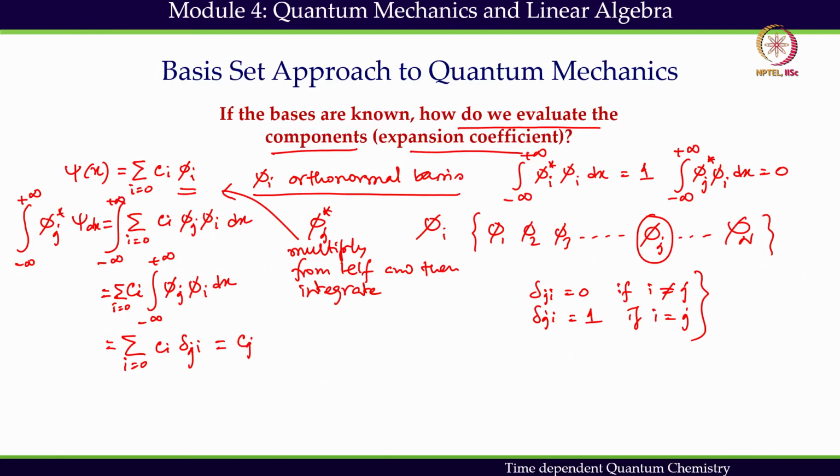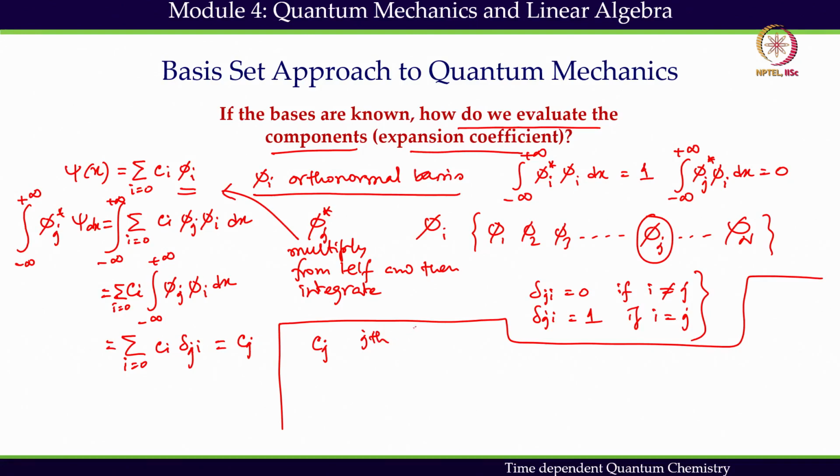So, I get this C j value, the jth component. From this exercise what I have learned is that C j is given by this integration from minus infinity to plus infinity of phi j star psi dx. One can generalize it for the ith component also, it does not matter, first component, second component, everything.